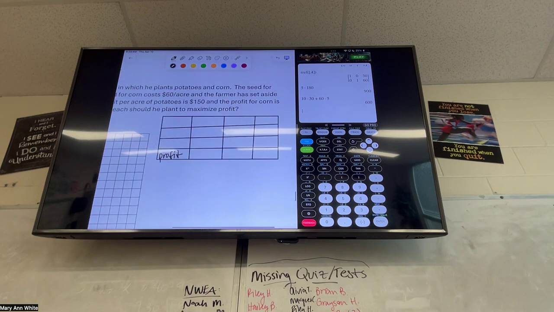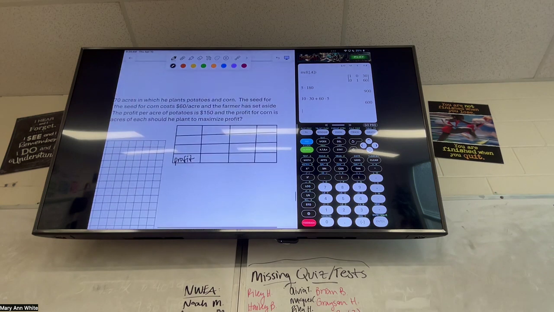And then let's see, what did they tell us we would get for profit? It says profit per acre of potatoes is 150, profit per acre of corn. Okay, so we're getting profit for each acre, and it depends on whether we're doing potatoes or if we're doing corn. That's how I know that those top 2 columns are going to be potatoes and corn. And I can put my 150 and my 50 in there when I'm ready to do that.